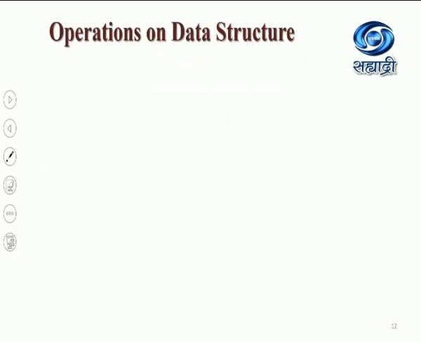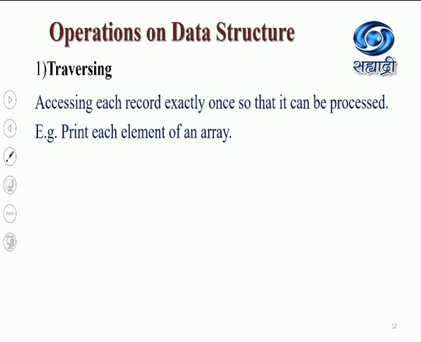Then you can perform 6 types of operations on the data structures. First one is traversing. Traversing means accessing each element at least once. The definition of the traversing operation is accessing each record exactly once so that it can be processed. For example, you are going to print each element of an array, so it is called traversing. If you are multiplying every element in the array by 5, then it is also called a traversing operation.